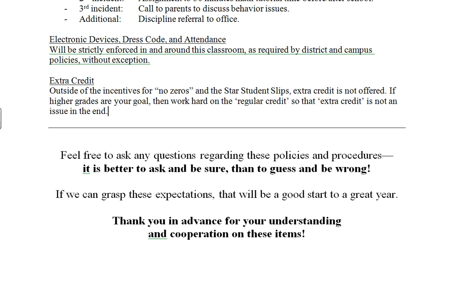Feel free to ask any questions regarding these policies and procedures. It's better to ask and be sure than to guess and be wrong. I think if we can get clear on this stuff, then we will not have any problems. I think 90% of the problems I have with students and parents is basically outlined on this paper. People that ignored it or never paid attention to it or didn't understand it or something like that. And then we show up later on and want to know how come things can't be different from the way that they are. These are the rules, okay?